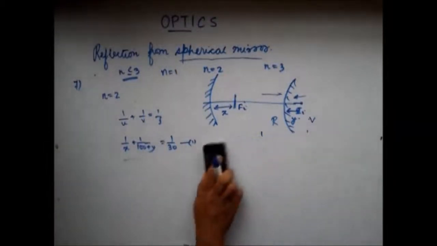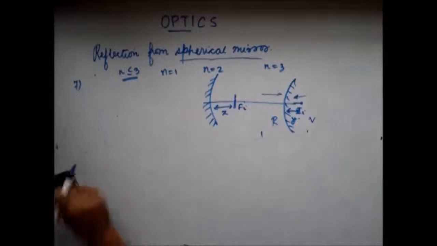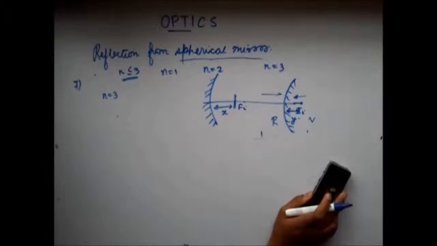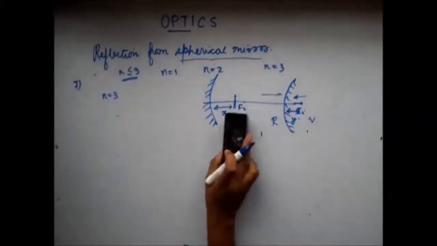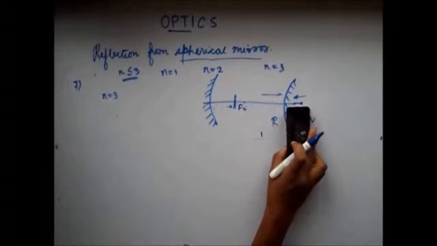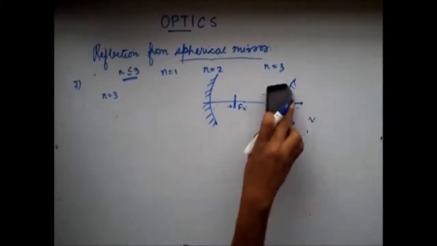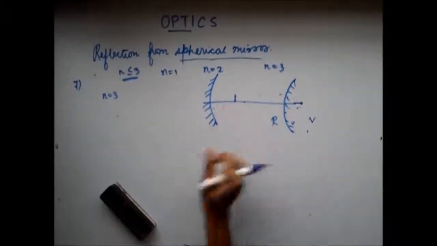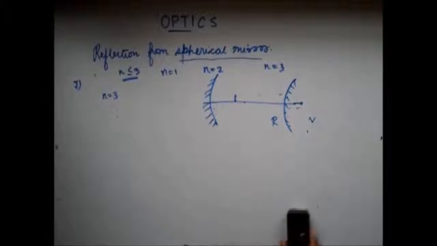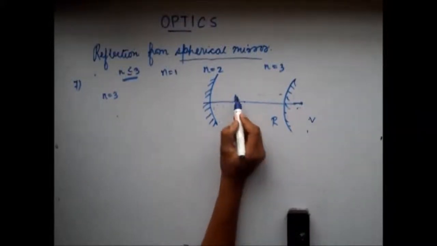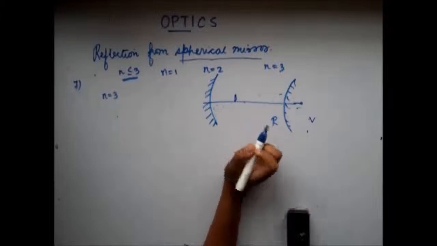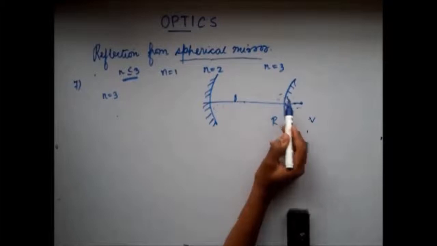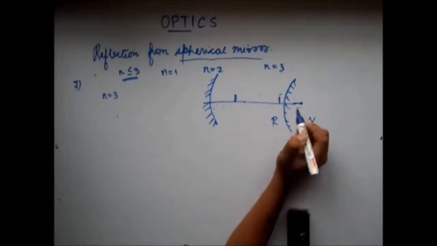Now, let's move to my third case, when there are three reflections. Let's remove xy now and start fresh. When there are three reflections, what happens? This concave mirror will form an image somewhere that will be reflected. Let's say it forms an image here.